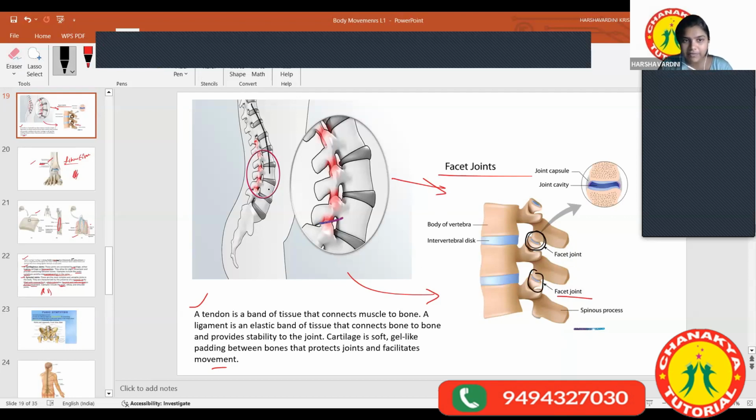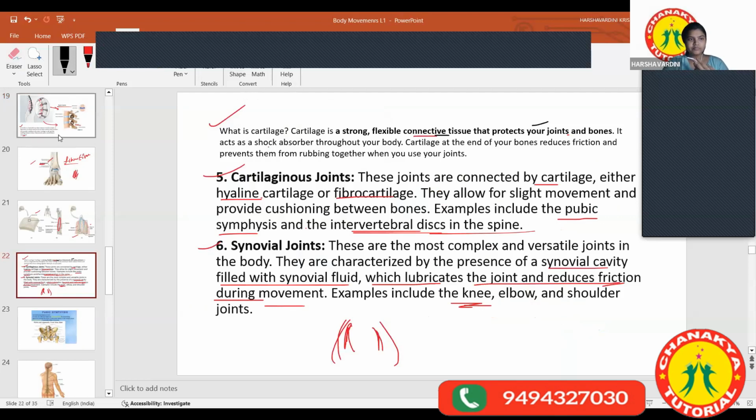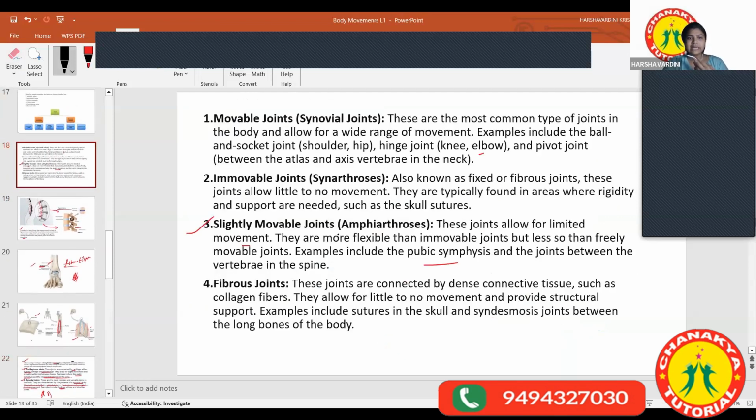So this is basically our vertebral column. The facet joint is somewhere here. So they come under this category, slightly movable joints.